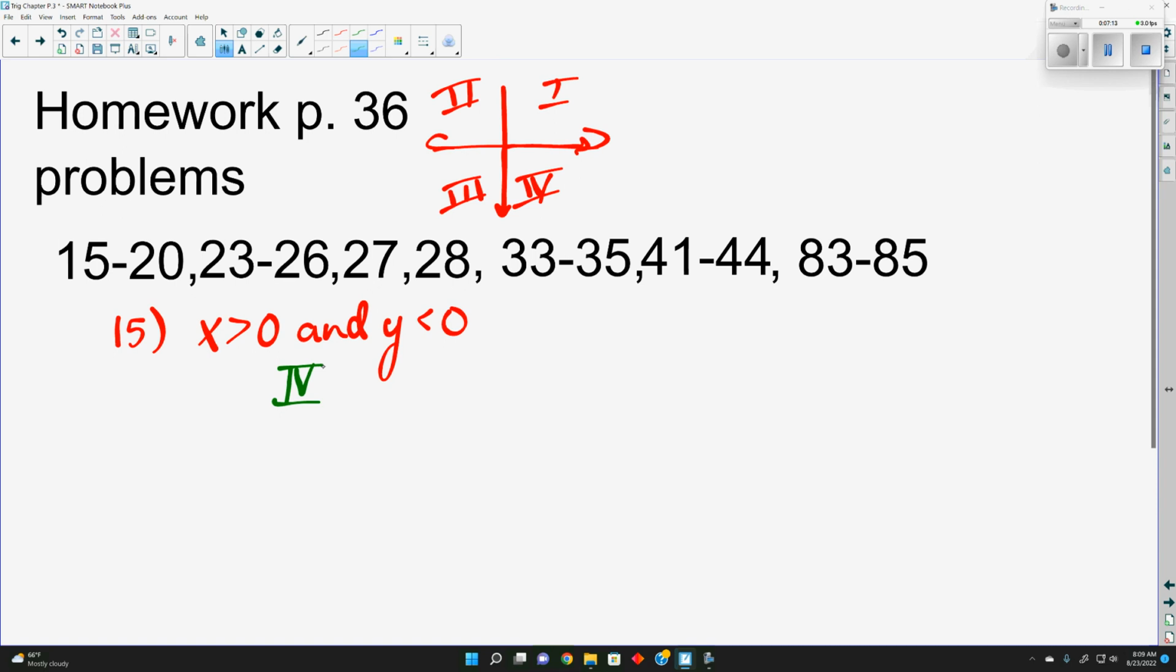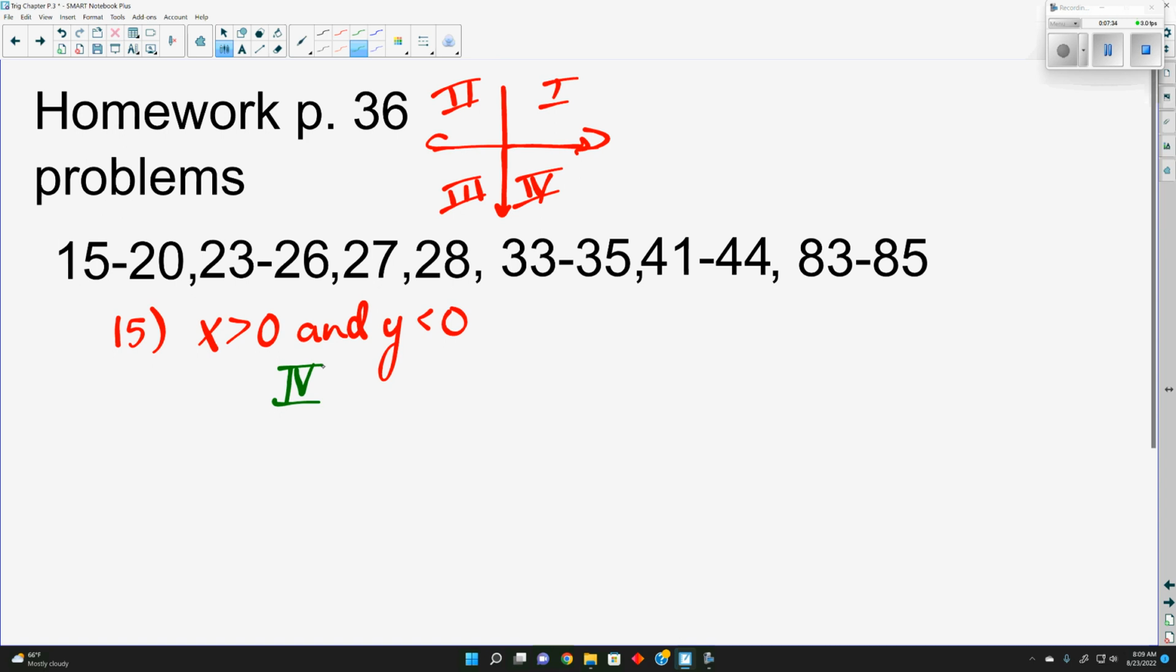So you're just figuring out where the values are located given the restrictions. If you need to visually see it, draw out a coordinate plane and figure out where these restrictions take place. Where do these fall? Does that kind of make sense? If you do have questions, please let me know.